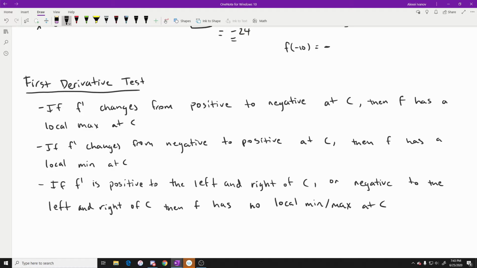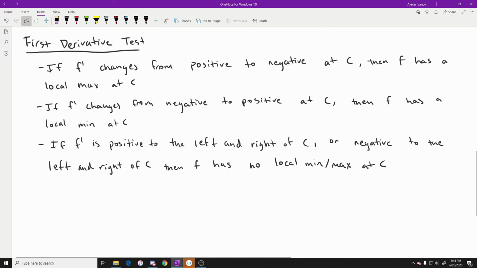So the first bullet point of the first derivative test is that if f prime changes from positive to negative at c, then f has a local max at c. And I'm going to go through these one by one right now, just reading them so you understand what we're talking about, and then I'll demonstrate graphically why these make sense. So to continue, the second bullet point is that if f prime changes from negative to positive at c, then f has a local minimum at c.